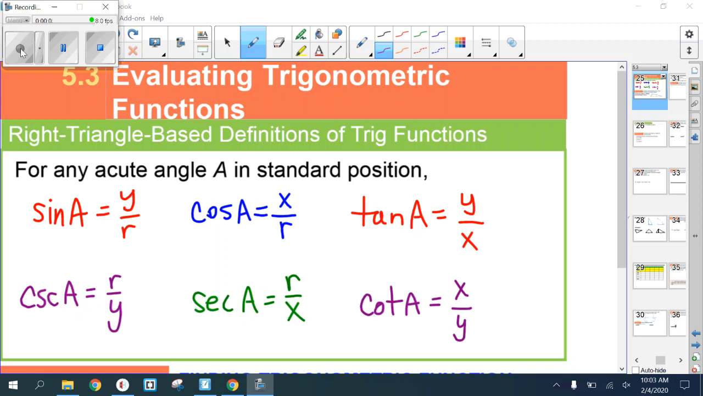5.3, Evaluating Trigonometric Functions. So we already know all 6 of these. So get all 6 of these things copied down, but it's just your 6 trig ratios. Sine goes with y, so y over r. Cosine goes with x over r, that kind of thing.